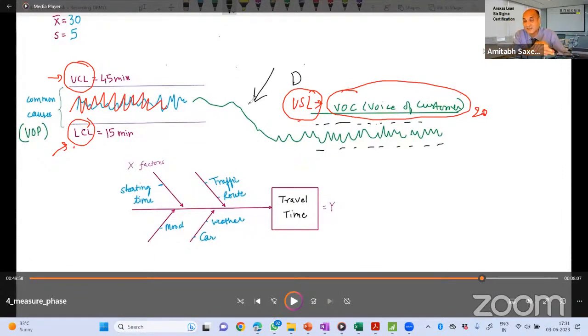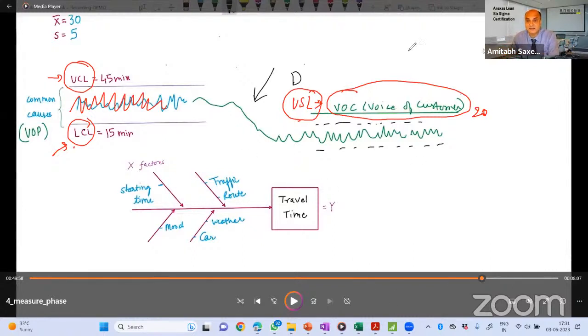Actually, unfortunately, control limits is not that. The specification limit is that limit within which we should operate. But the control limits are the limits given by the process. Means it's the voice of the process. Process tells you that I'm operating within this limit.